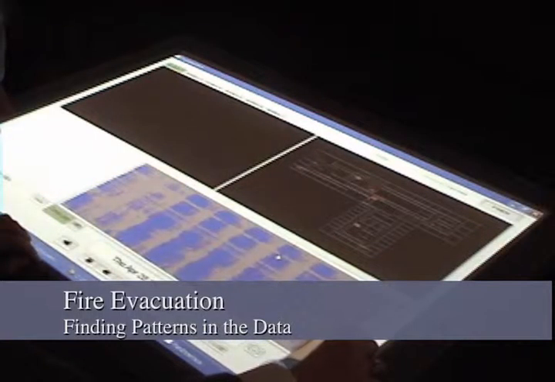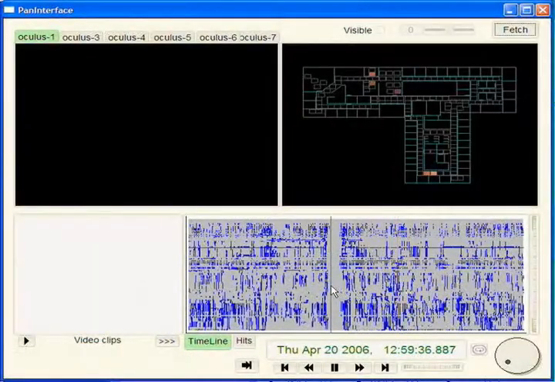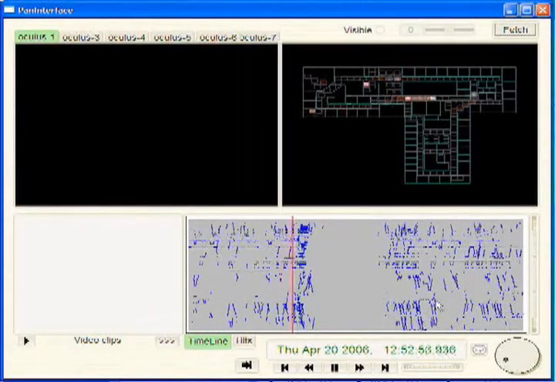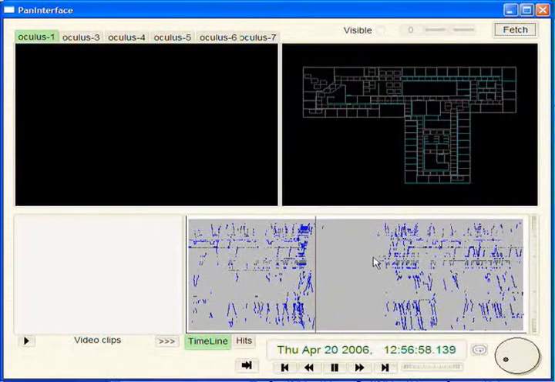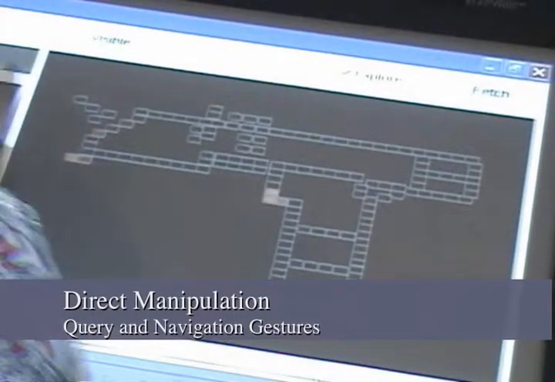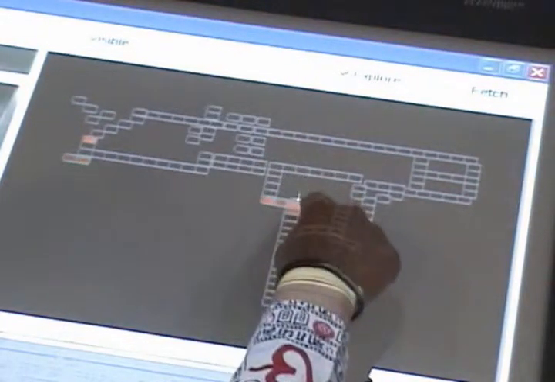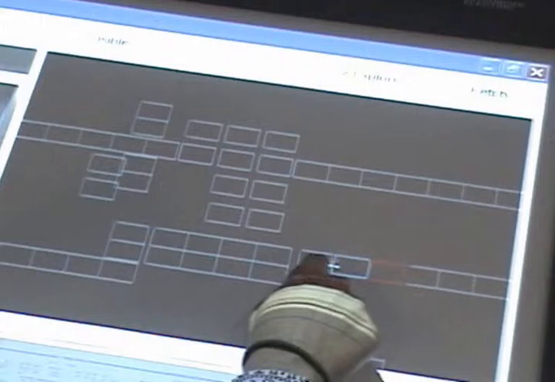Visualizations such as these help the user find interesting patterns in the data, such as on this day when there was a fire evacuation. Here we can see the people streaming out of the building in response to an alarm. The table modality allows us to directly manipulate maps and other data, and allows us to use gestures to search the data in an intuitive way.